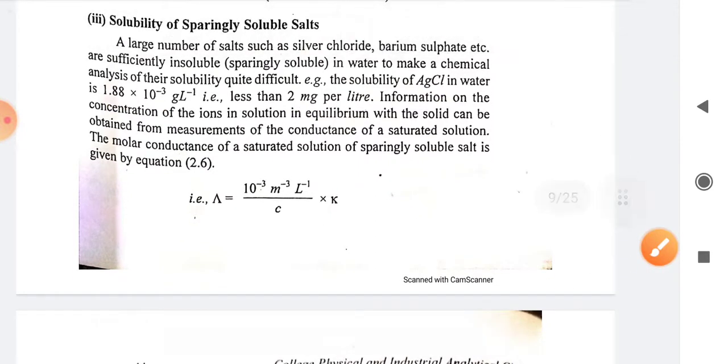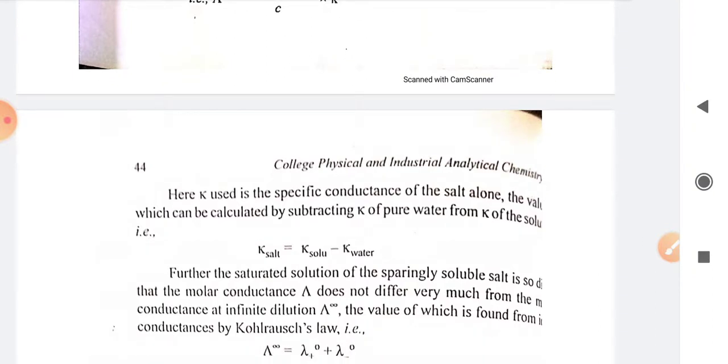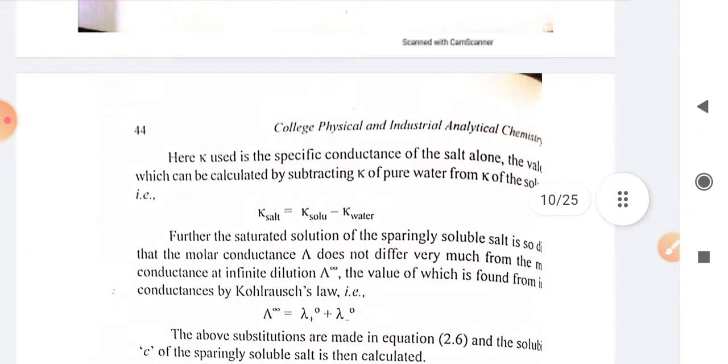The saturated solution is the one in which we have the maximum solubility of the given ions. Once we have reached the point where there is no more solubility for the given electrolyte or salt, we can say that we have reached the saturated limit for that particular solution. There is a certain correction: if you use water as solvent, then we have to correct the conductance due to the water, so that there is no error in the calculation.